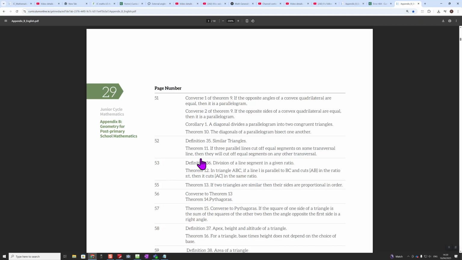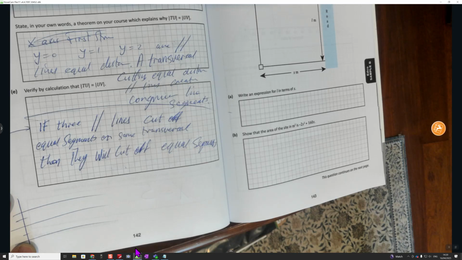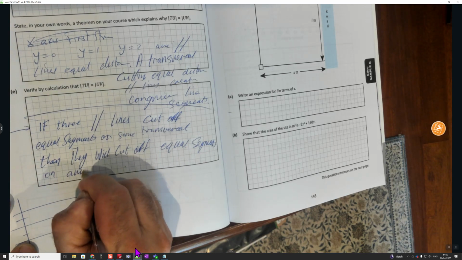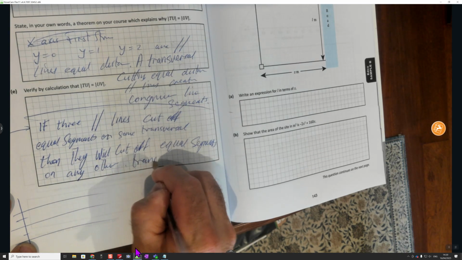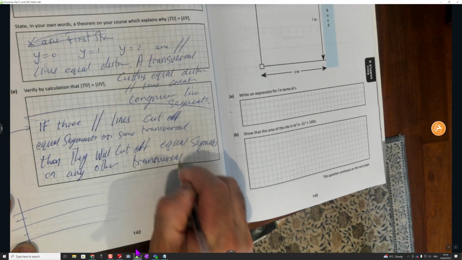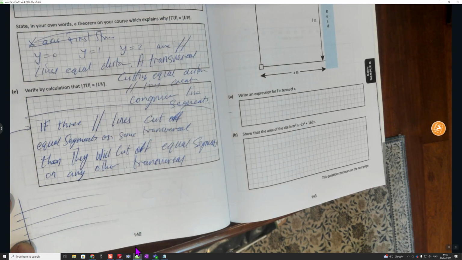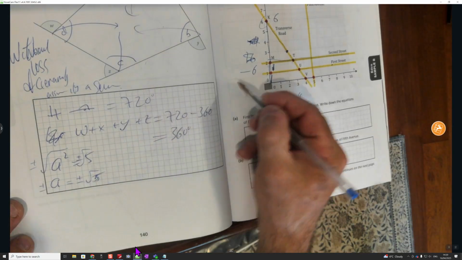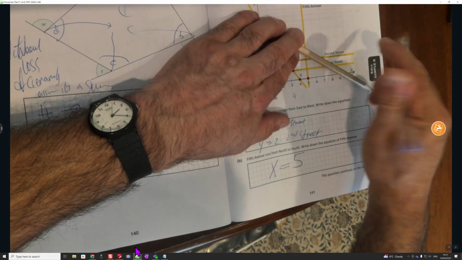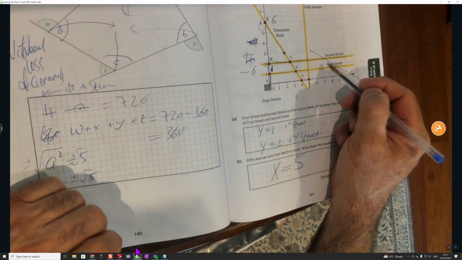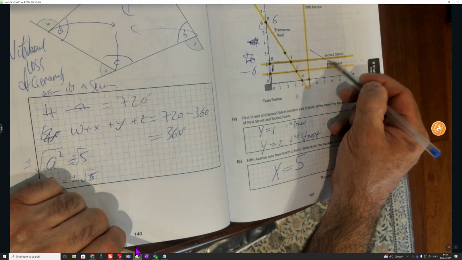They will cut off equal segments. Oops, sorry, picture. Equal segments on, and I want to get the wording exactly right, on any other transversal. And what is any other transversal? It's any other line bar a parallel line, because any other line you draw bar a horizontal line will always go through the lines, because they extend forever. So no matter what angle I go at, that equals that, that equals that.